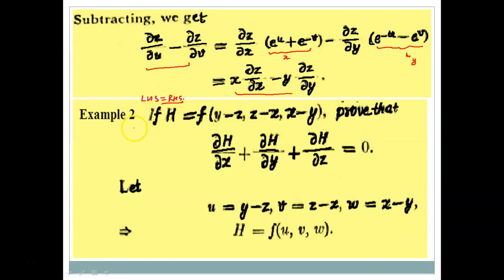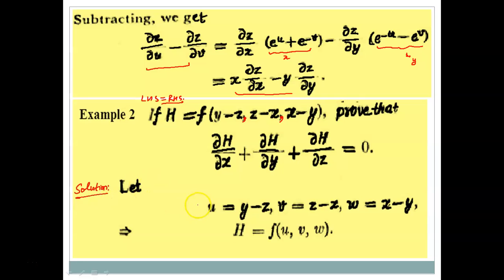Now we see this example number 2. Here we are given that h is a function of y minus z, z minus x, and x minus y. Then prove that del h over del x plus del h over del y plus del h over del z equal to 0. So how to prove this? We solve this here.